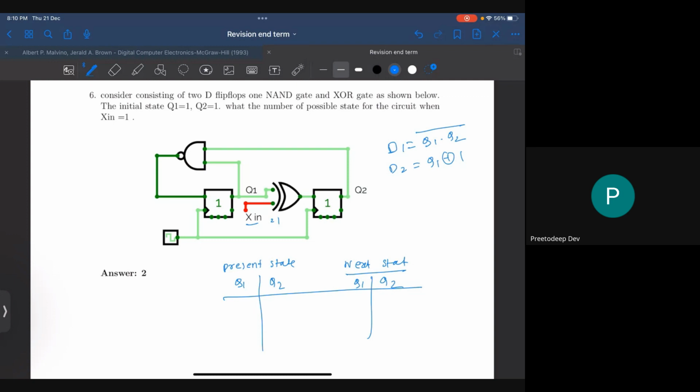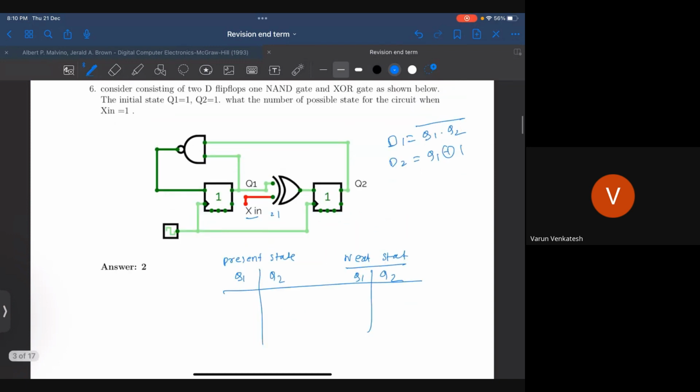Can you repeat? Yeah, it's just Q1 bar, right? D2 becomes Q1 XOR 1, which is just Q1 bar, right? Correct. Yeah. So we'll solve. Now Q1 equal to 1 and Q2 equal to 1. So the initial state is 1, 1.